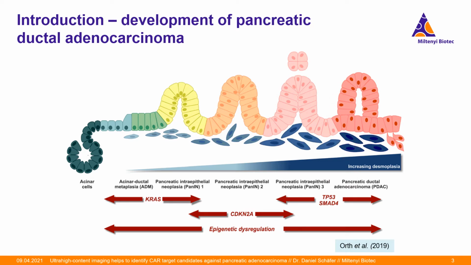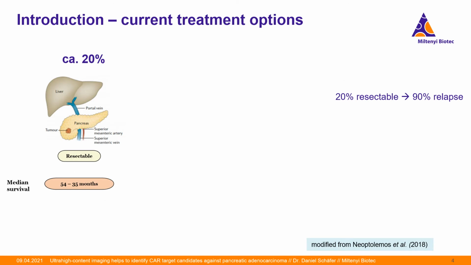The current treatment options split up depending on the stage of the tumor when the patient presents themselves. Around 20% of the patients have a resectable tumor at the stage of diagnosis. In this setting, we can reach a median overall survival of 54 months in the latest clinical trials, while standard of care is more like 35 months.